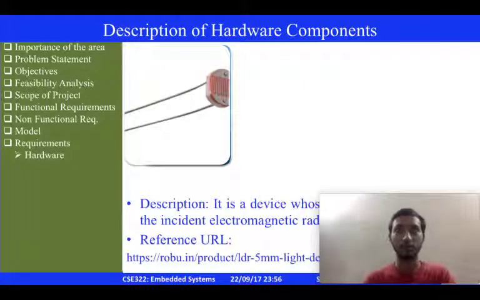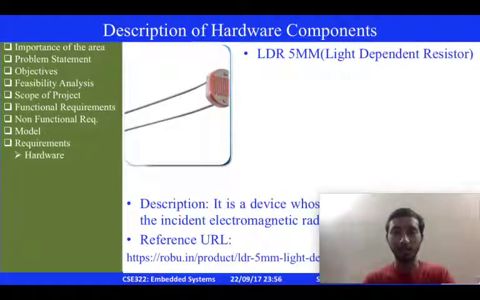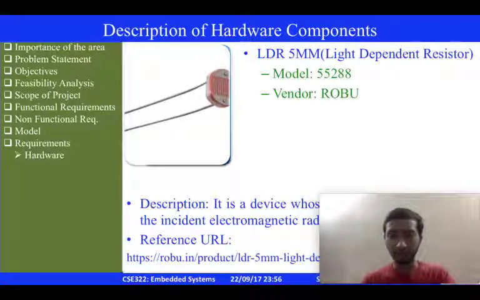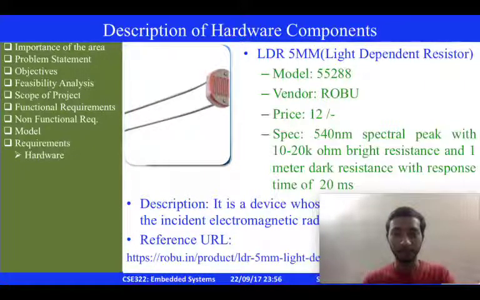So now this is the first hardware component, the LDR, and the model is 55288, the vendor is Robu, and the price is around 12 rupees per piece. The specs are 540 nanometer spectral peak, with 10 to 20 k ohm bright resistance and 1 M ohm dark resistance, with a response time of 20 milliseconds. It is a device in which when light falls, the resistance decreases, and then the current starts to flow.